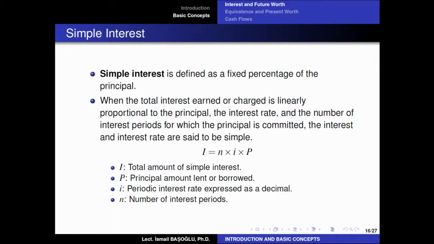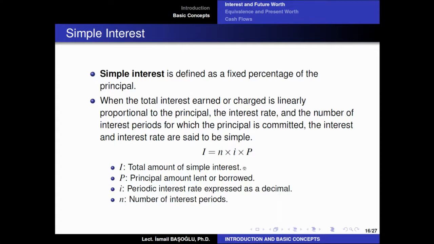So let's start with this basic concept that is called the simple interest. And that simple interest is defined as a fixed percentage of the principal. All right, so how do we calculate the simple interest? It says when the total interest earned or charged is linearly proportional to the principal, the interest rate, and the number of periods for which the principal is committed, the interest and interest rate are said to be simple.